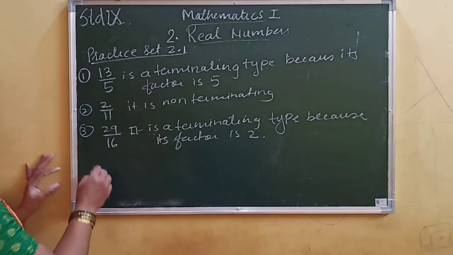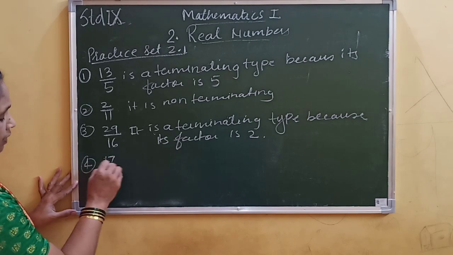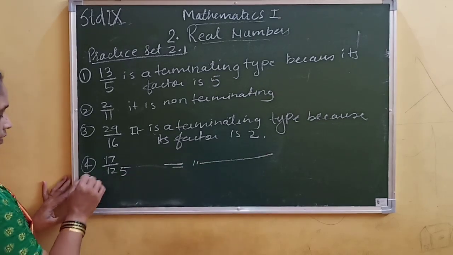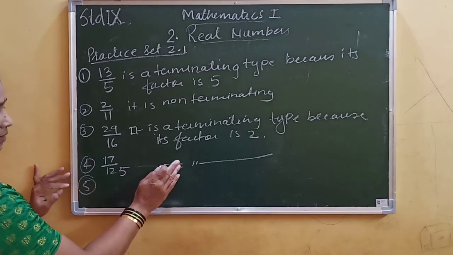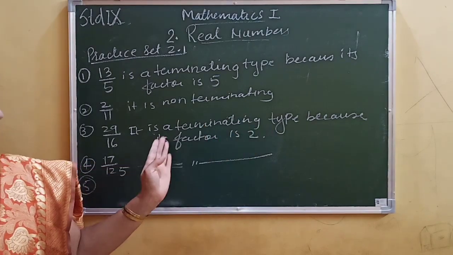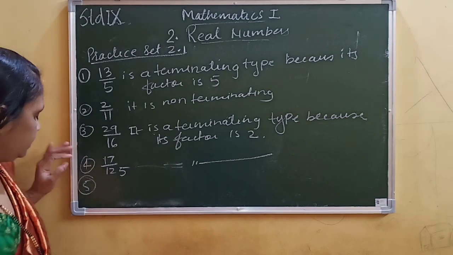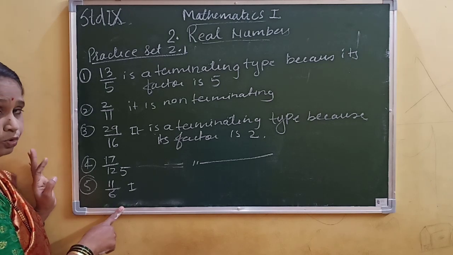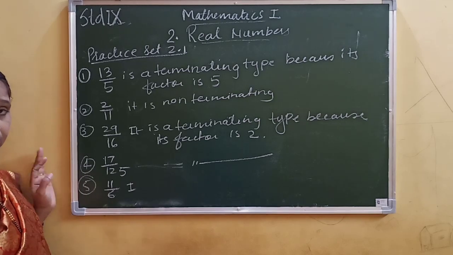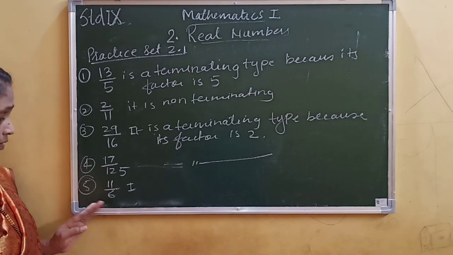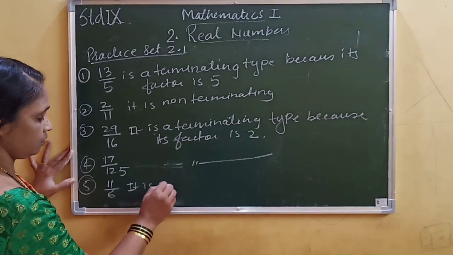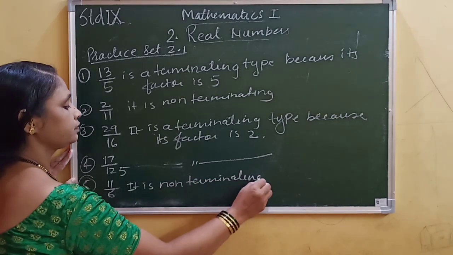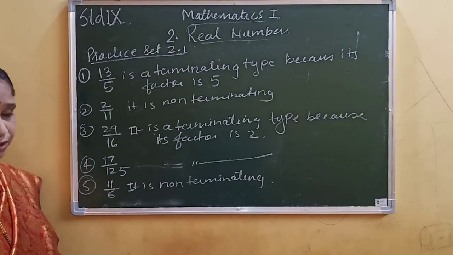Now the fourth one is 17 upon 125. Same thing you have to write, otherwise you will apply the shortcut. This one is a terminating type because its factor is 5. Now next is 11 upon 6. Now it is 2 and 3. 5 is not there. 2 is there but 5 is not. This 3 is the other factor. Either it is 2 or 5, then we can say terminating. 2 and 3, then no. It is non-terminating. Okay. Understood this now?